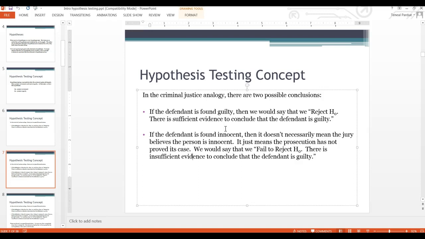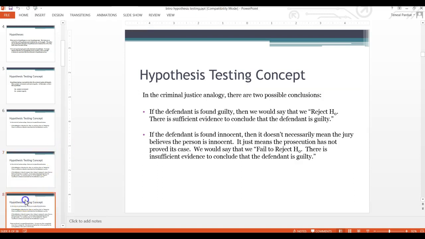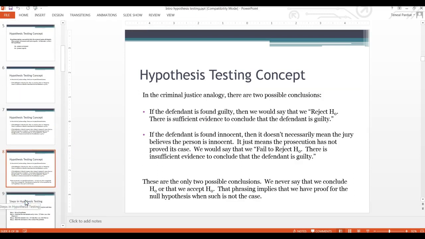But in statistics, we're never 100% sure. So we can only say that the evidence suggests or doesn't suggest, but we can never say we've proven anything. And again, please be aware, we never conclude H naught and we never accept H naught because we don't ever have proof for the null hypothesis.